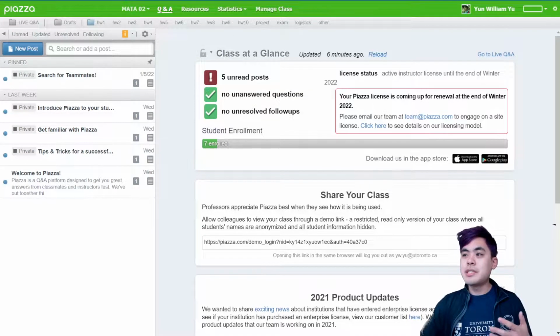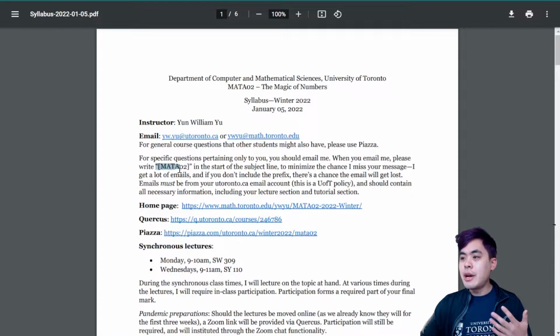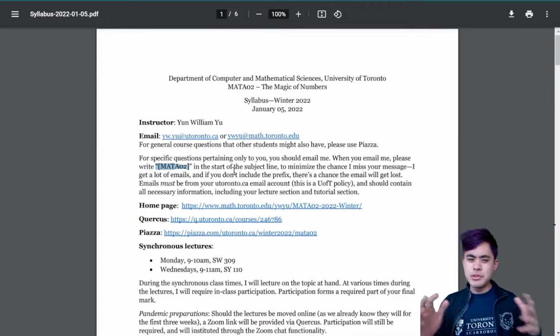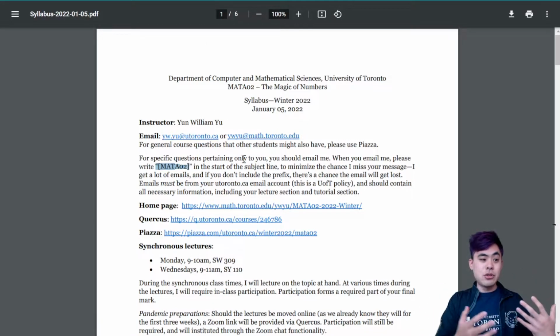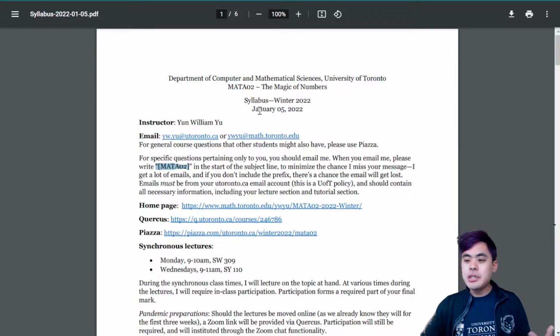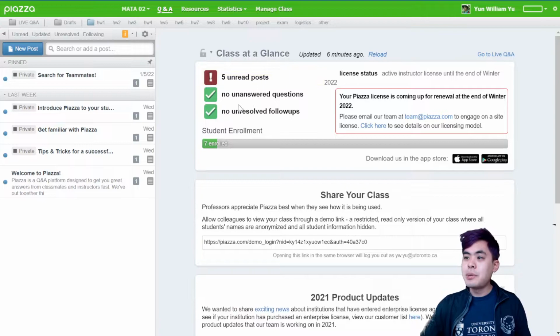Of course, you can send me emails. Make sure you write A02 in the subject line of the email, just to minimize the chance I lose your message. I get a lot of messages, and it's easy for things to get lost. Send me emails for questions pertaining specifically to you. However, if you have a question that other people might find useful, and that is most questions, you can put it up on Piazza, and that will allow the teaching team to respond to everyone's questions.